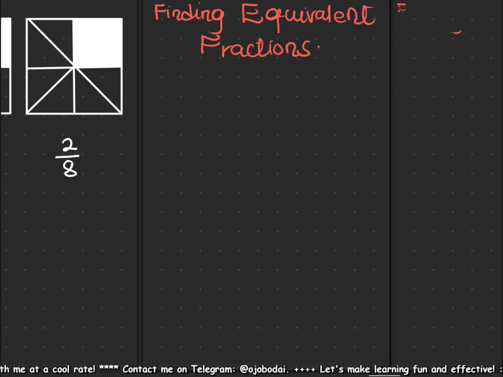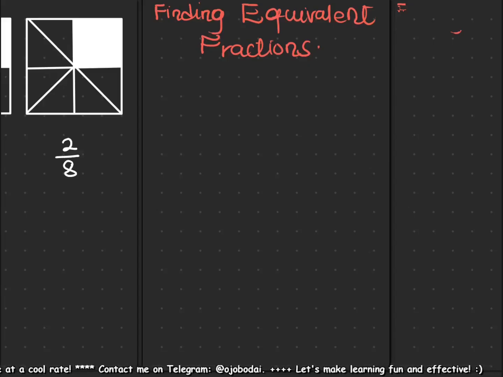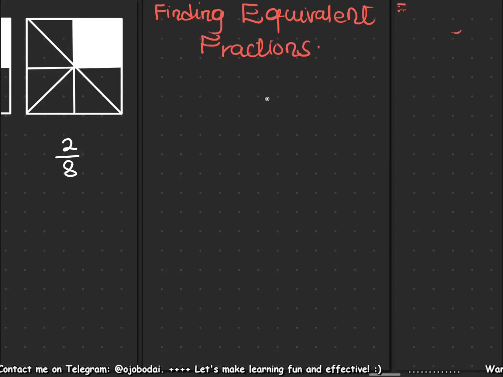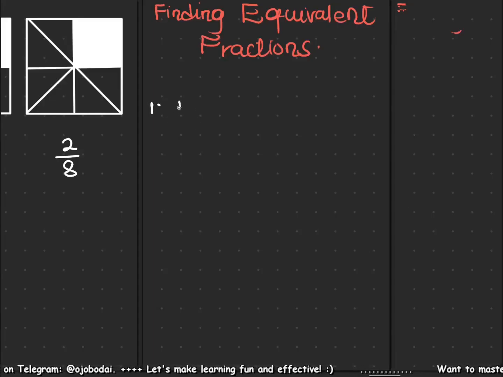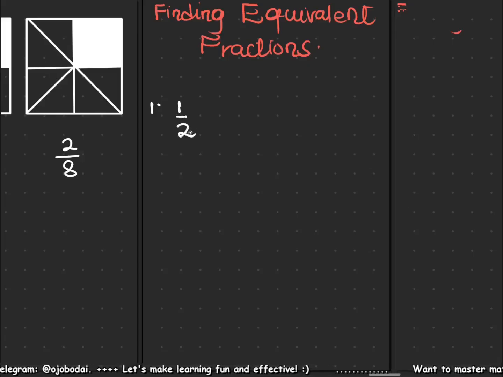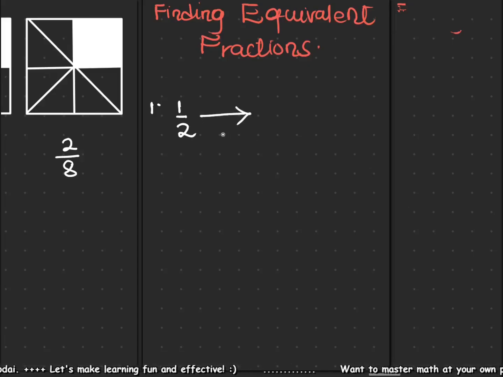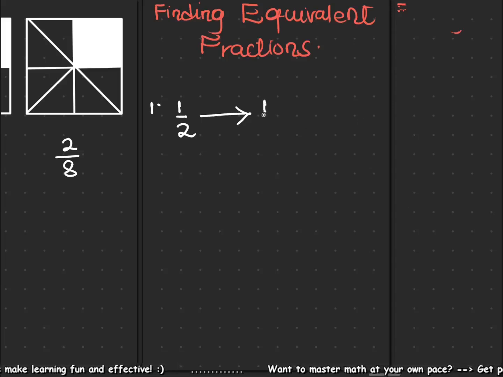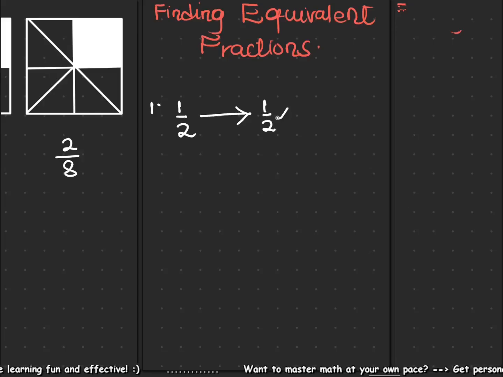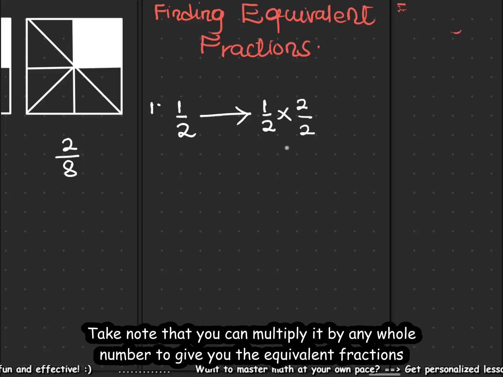So let's pick some examples and see how we go about them. We want equivalent fractions of what? 1 over 2. So all we want to do is multiply 1 over 2 by any factor at all. Easy. So for 1 over 2, we can choose to multiply it by what? 2 over 2. Easy.